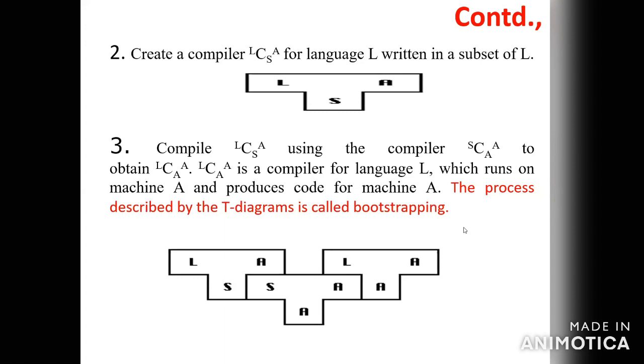So what is cc? cc is nothing but a cross compiler. The compiler which runs on one machine and produces the object code for another machine is referred to as a cross compiler.